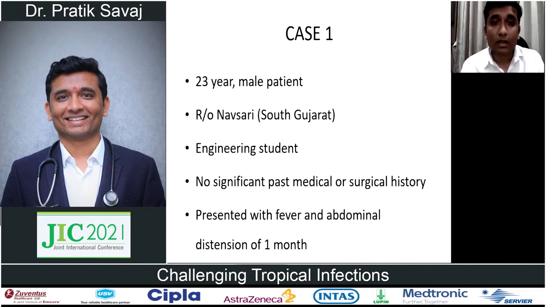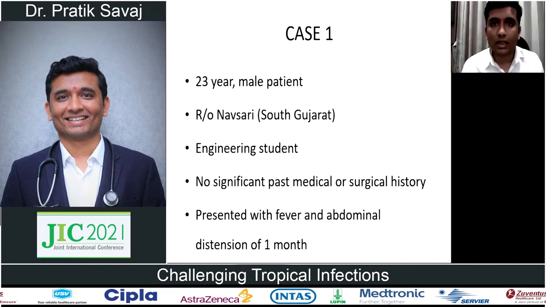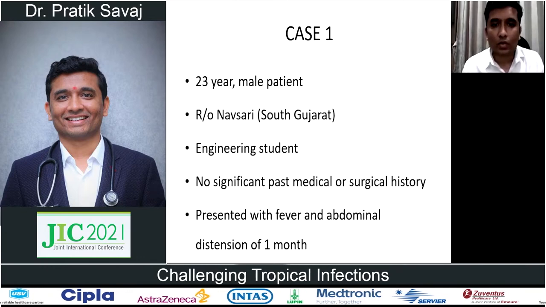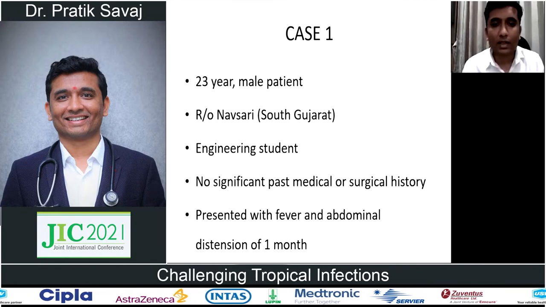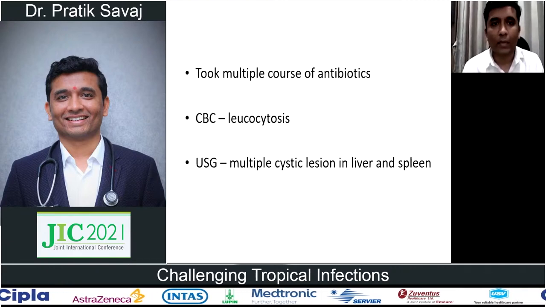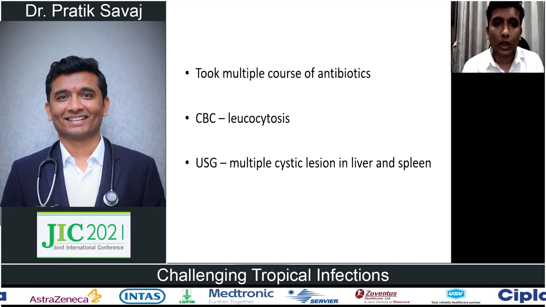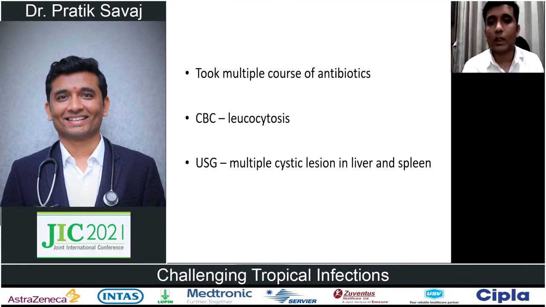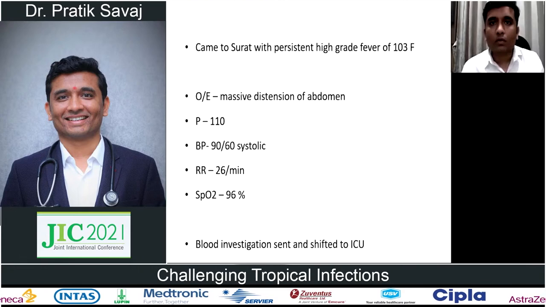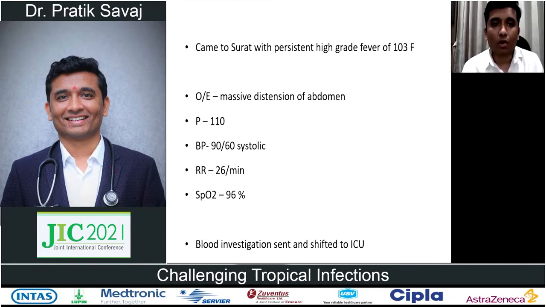Case one is a young male patient, 23 years old, from Navsari. Navsari is quite near to Surat, part of South Gujarat. He is an engineering student, with no significant past history. He presented with fever and abdominal distension of 1 month. He took multiple courses of antibiotics, multiple CBCs showed leukocytosis, and on USG there were multiple cystic lesions in the liver and spleen. He came to Surat with progressive fever and progressive abdominal distension. When he came to Surat, he was already in shock.